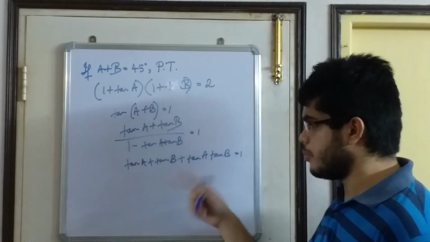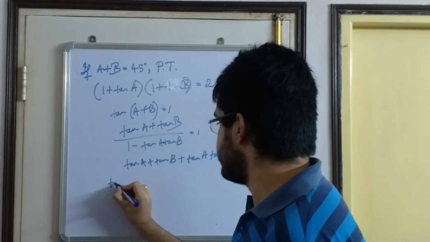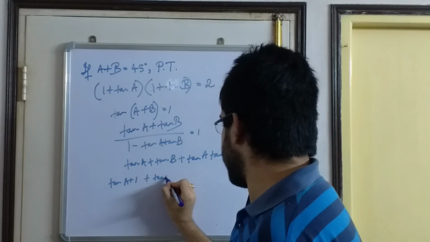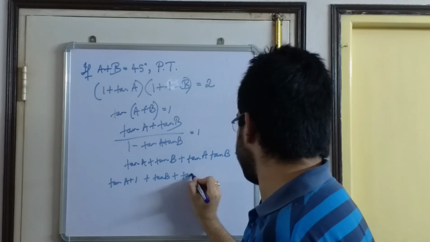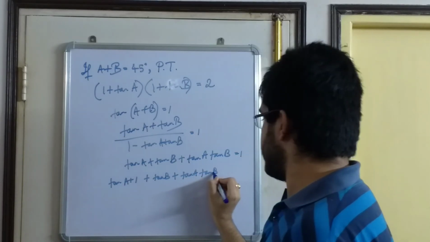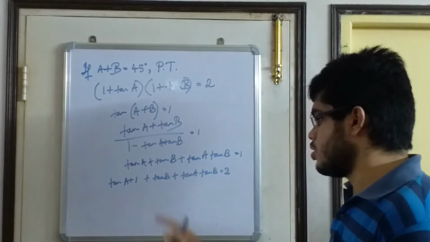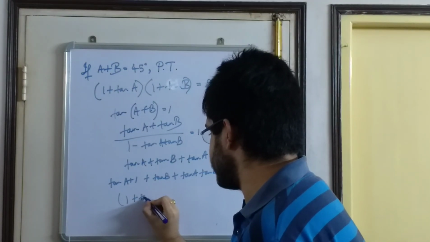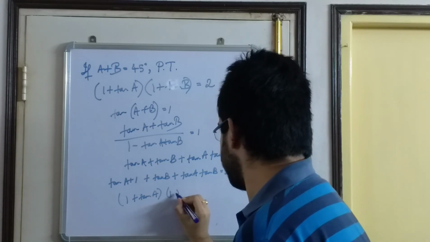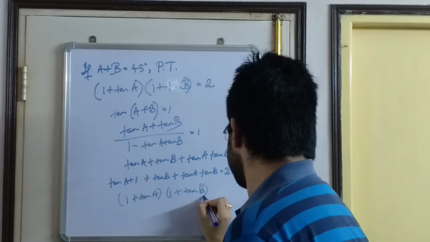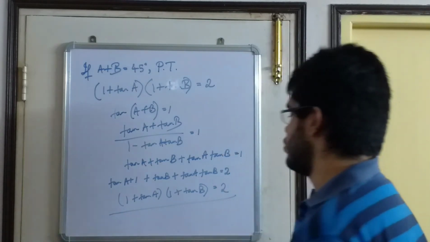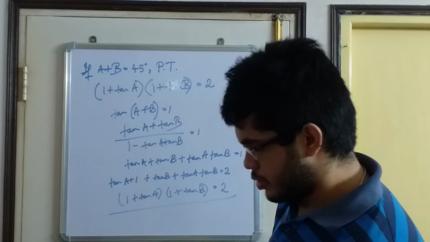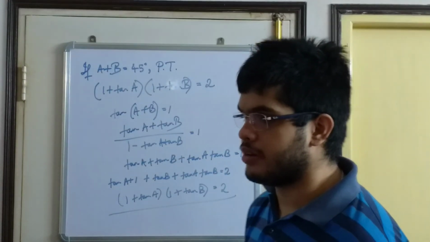Now just add 1 on both sides of the equation. So we will get 1 plus tan a plus tan b plus tan a tan b, and on the RHS we will get 2. Now if you factorize this, you will get this thing. Just see, 1 plus tan a into 1 plus tan b is equal to 2. Clear? So I think it's enough for today.